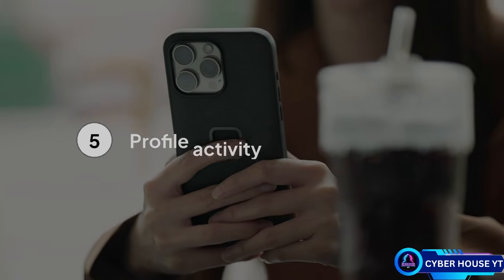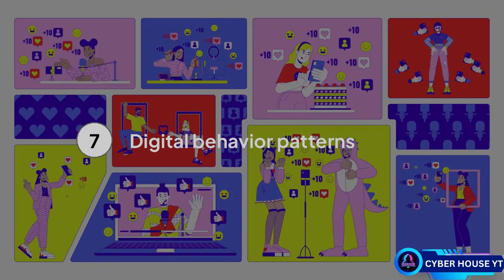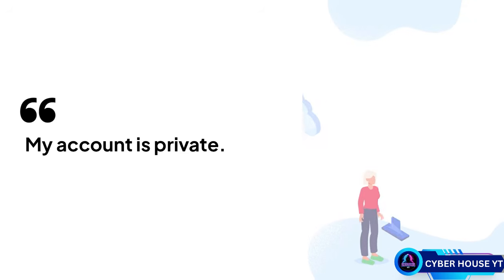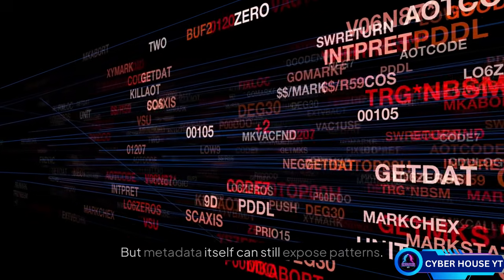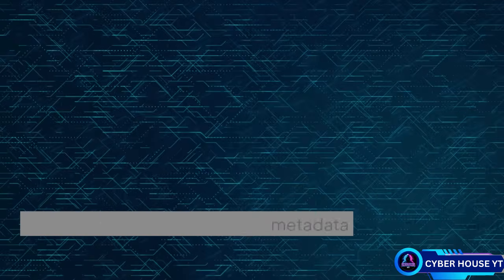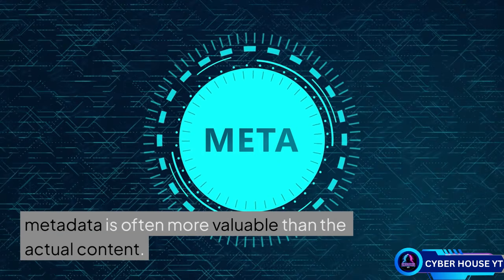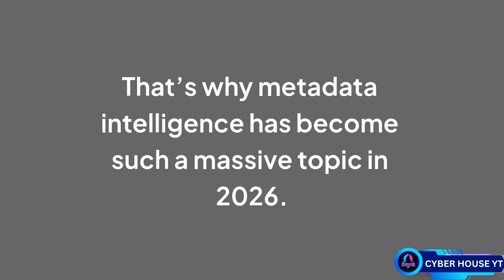Now understand something very important. People think, my account is private, but metadata itself can still expose patterns. And in cybersecurity, metadata is often more valuable than the actual content. That's why metadata intelligence has become such a massive topic in 2026. 4. Maigret, identity correlation engine.